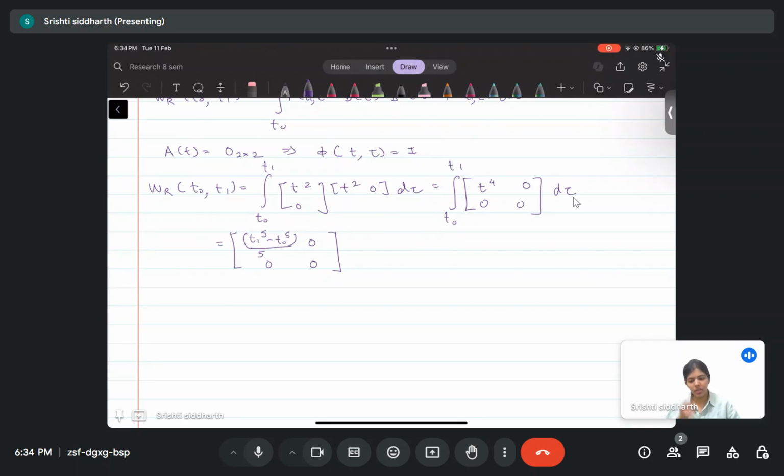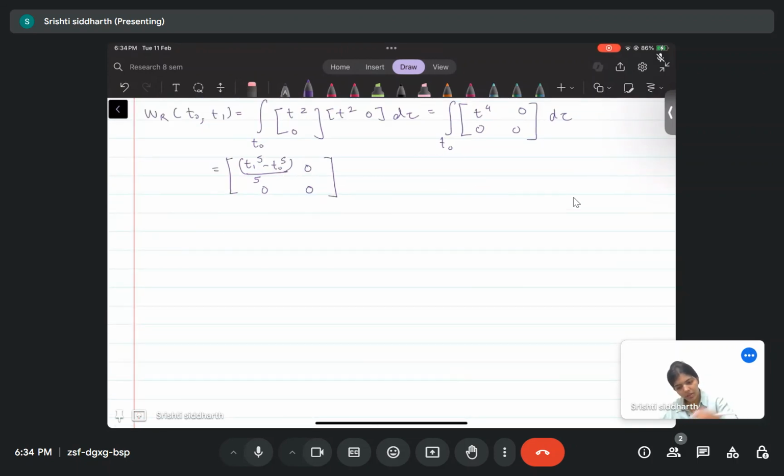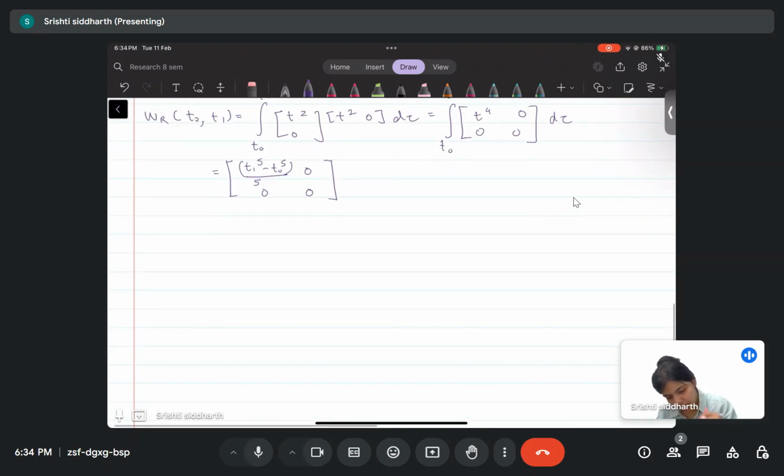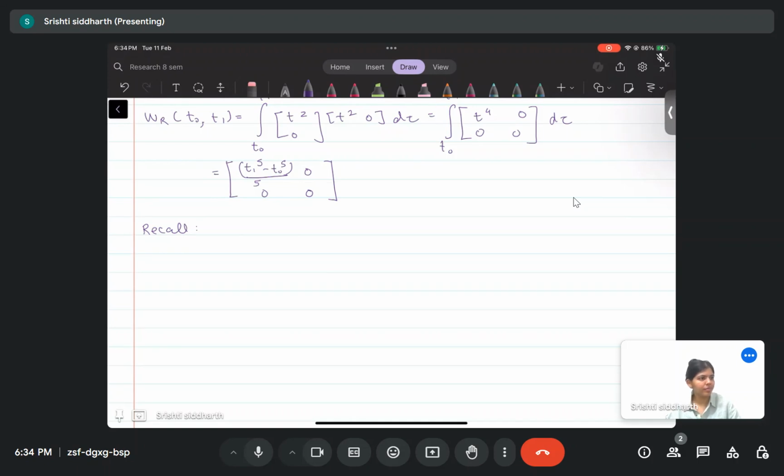So now we have to determine whether the system is reachable or not. This is a symmetric matrix and it's positive semidefinite. The system is reachable if the determinant of WR is not zero. So in this case, it is 0, which implies that the system is not reachable.